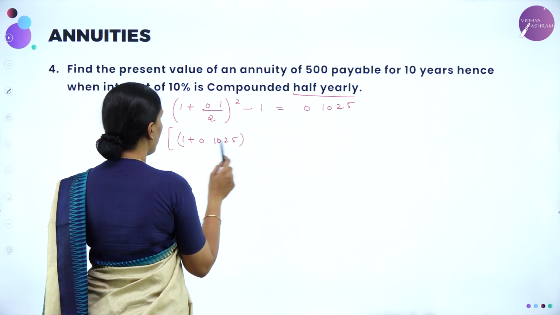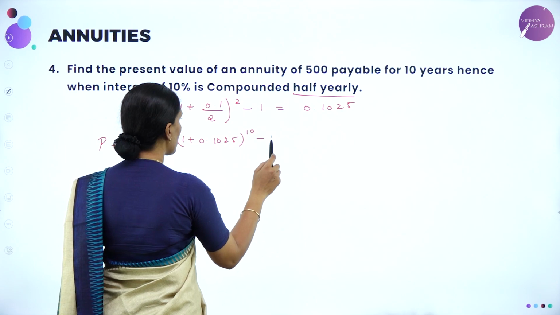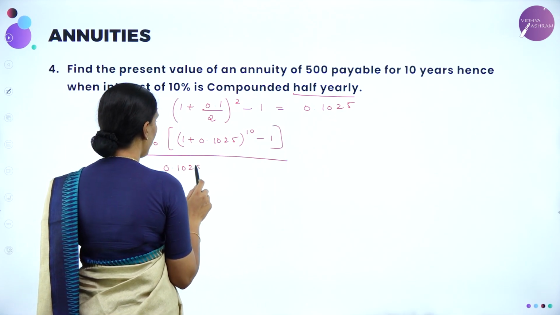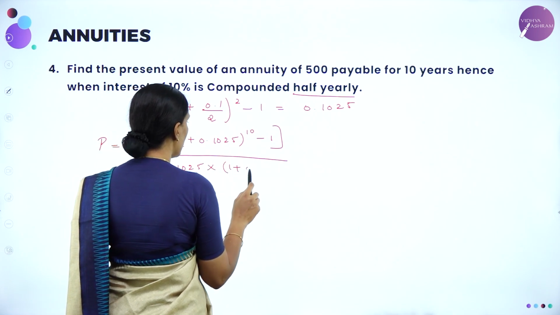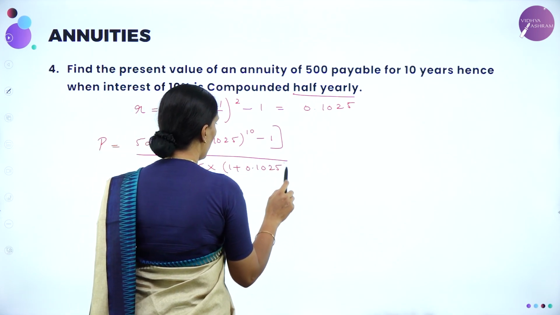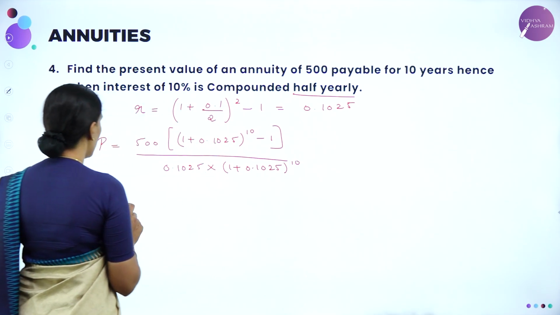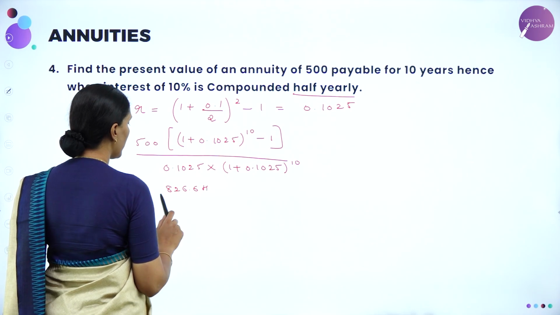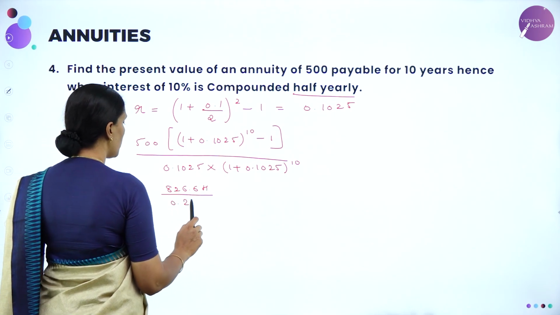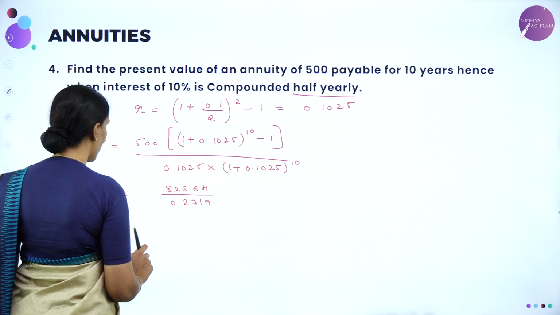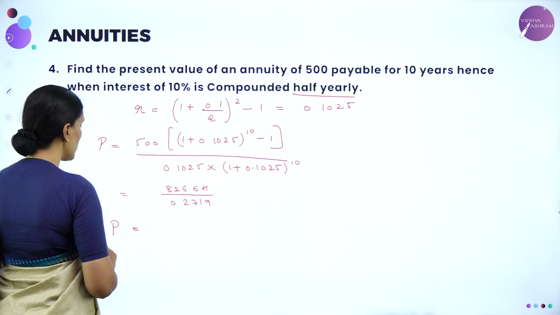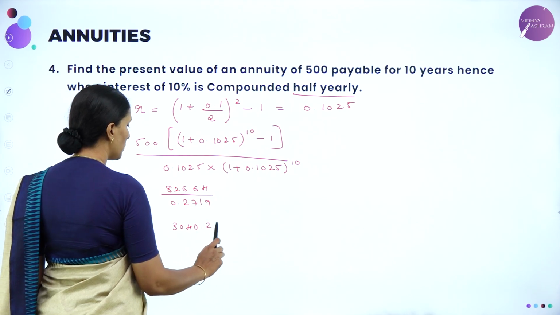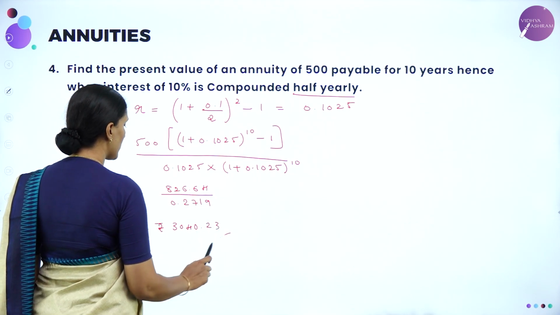Now the present value is A, which is 500, into (1 plus 0.1025)^10 years minus 1, whole divided by 0.1025 into (1 plus 0.1025)^10. So this is equal to 826.64 in the numerator and 0.2719 in the denominator. So evaluating this, the present value is equal to 3040.23 in terms of rupees.